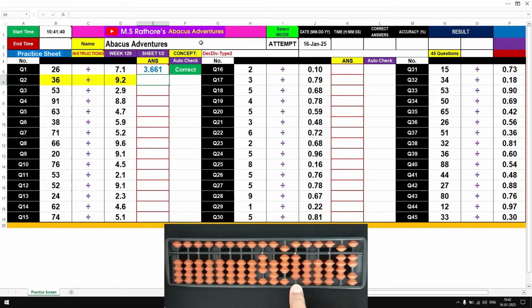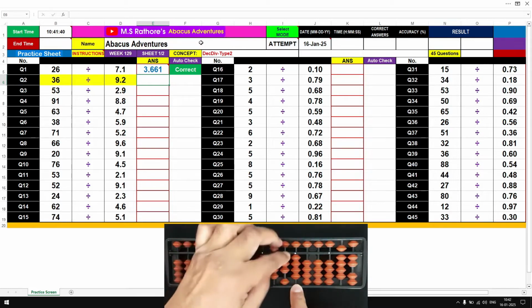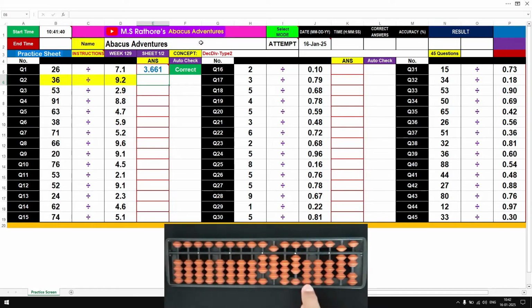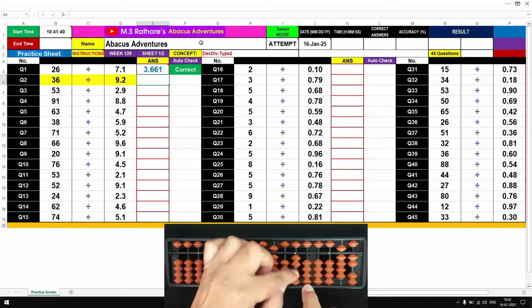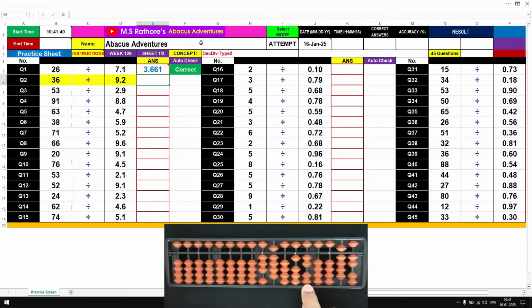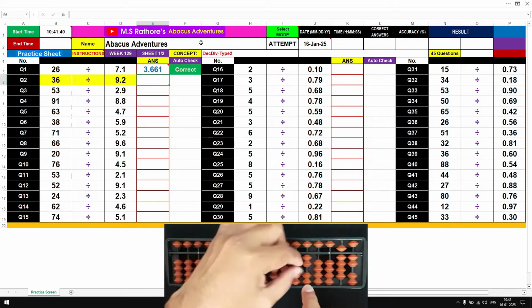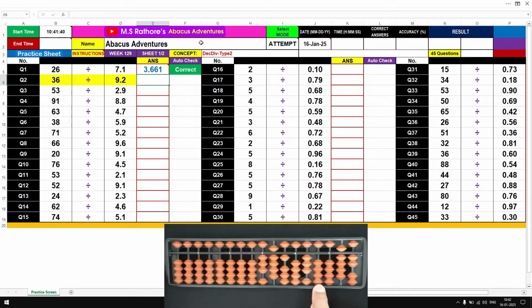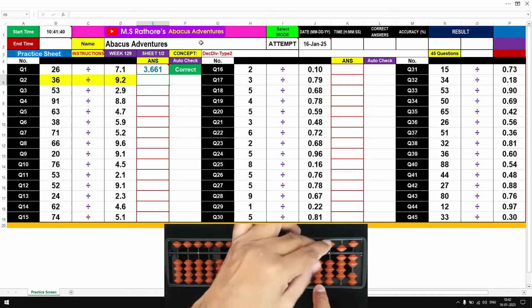Next round, new value is 84. 9 9s are 81, finger shifted. 2 9s are 18. Next round, 12 is the new value. 9 1s are minus 9, finger shifted. 2 1s are minus 2.